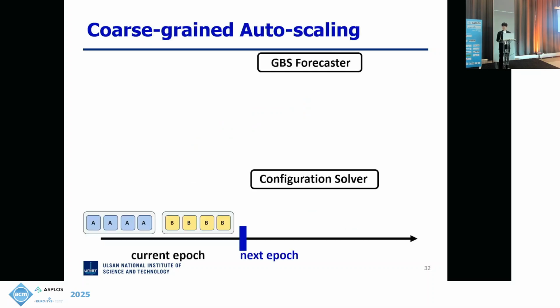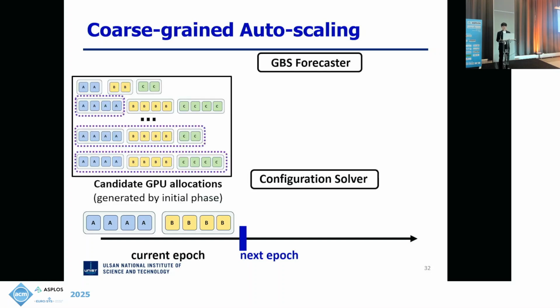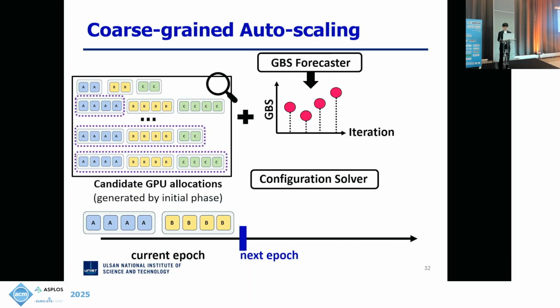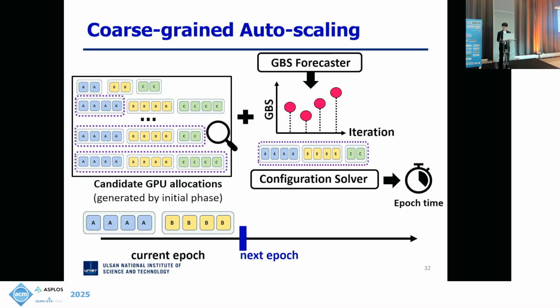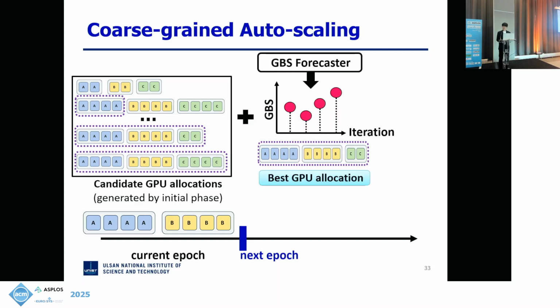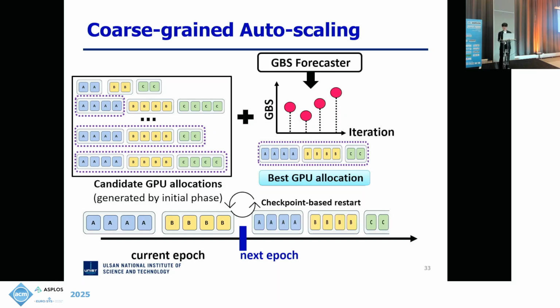At the beginning of training, when JABAS receives the set of heterogeneous GPUs from the user, it first generates all the candidate GPU allocations. With the predicted GBS trajectory for the next epoch, the autoscaling manager searches for the best GPU allocation by estimating the epoch time with the configuration solver. If the best allocation is different from the current one, JABAS checkpoints and restarts the job for the next epoch.